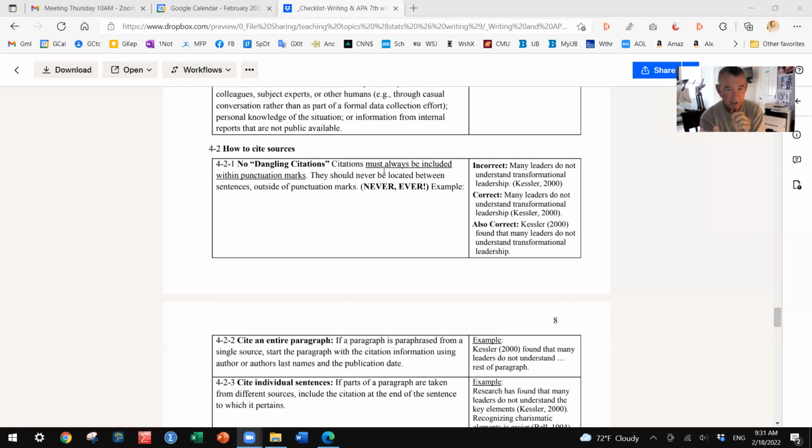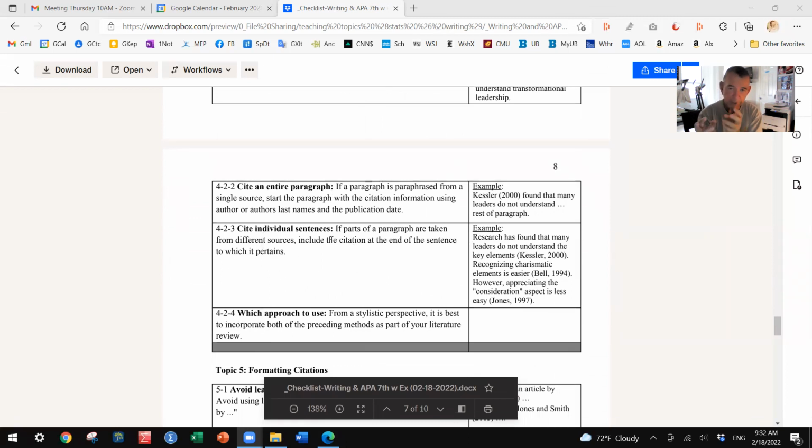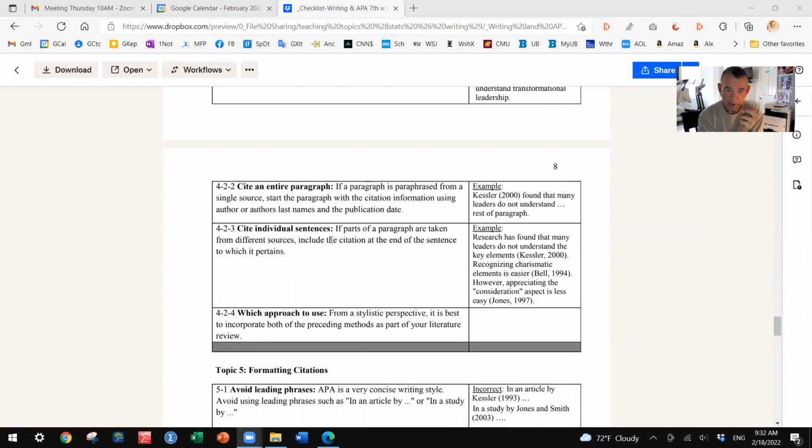That means the citation applies to that sentence, and you can do it one of two ways. You can have the citation at the end, or you can begin the sentence with the citation: Kessler (2000) found that many leaders do not understand transformational leadership. If you start with a citation, then the name is outside the parentheses. If you have an entire paragraph of information that all came from the same source, generally you start the paragraph by saying Kessler (2000) found, and the rest of the paragraph is generally considered to be paraphrased from that source.